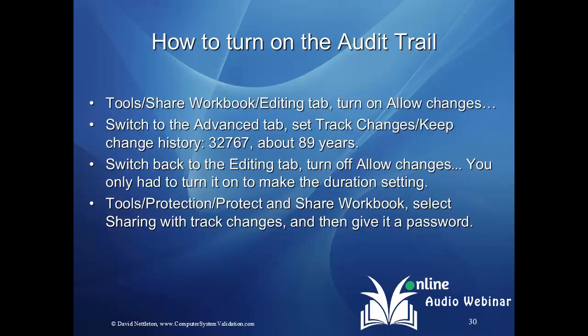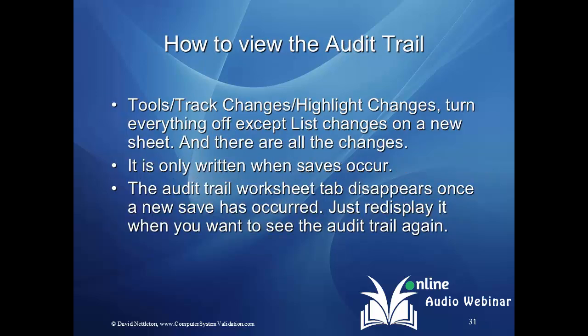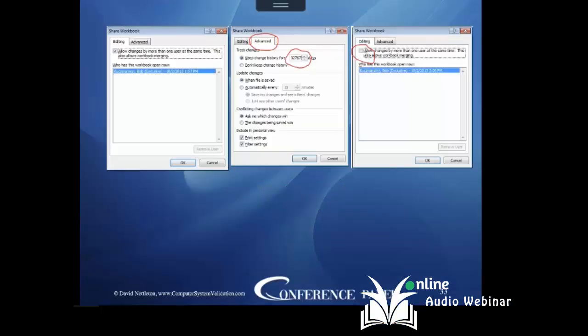How to turn on the audit trail is a 2-step process, and it's kind of odd. How to view the audit trail is also a 2-step process. It's not called audit trail ever. It's called track changes in one place. It's called history in another. And these Excel terms can be a bit confusing. So we haven't turned on the audit trail. All we've done is turn on the length of time of the audit trail.